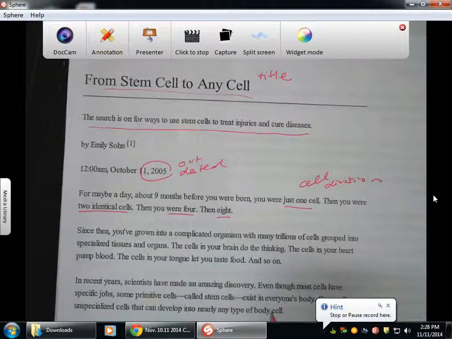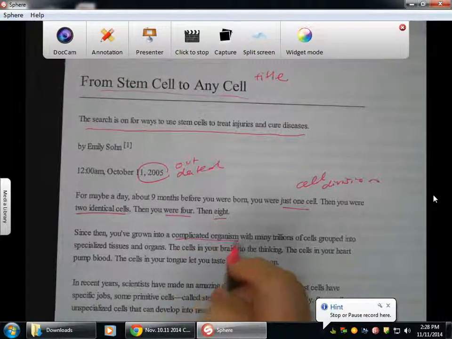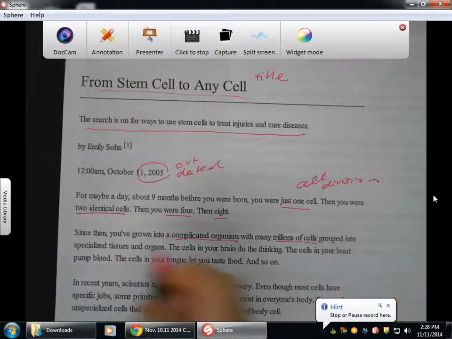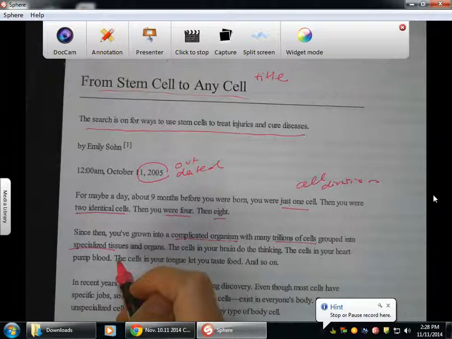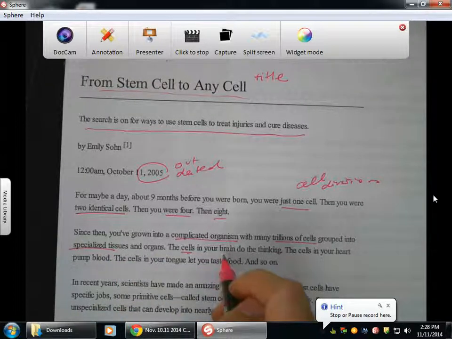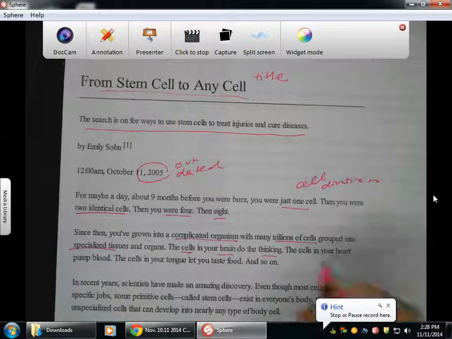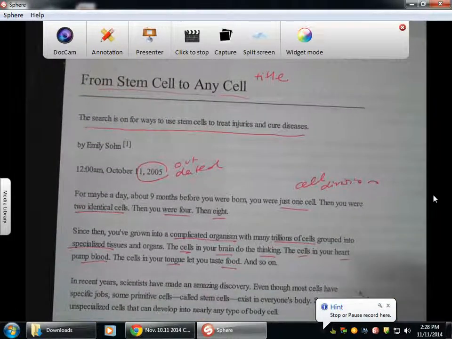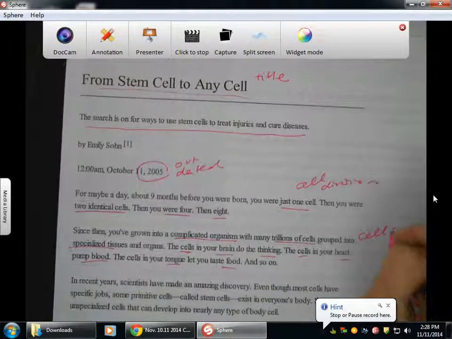Since then, you've grown into a complicated organism with many trillions of cells grouped into specialized tissues and organs. The cells in your brain do the thinking, the cells in your heart pump blood, and the cells in your tongue let you taste food, and so on. Okay, so it sounds like we're a complicated organism, trillions of cells. Specialized, I've heard that in class. We were talking about cells that have certain functions, like the brain, thinking, cells in the heart, pumping the blood, the tongue takes food. All right, so it looks like cells that do different things.